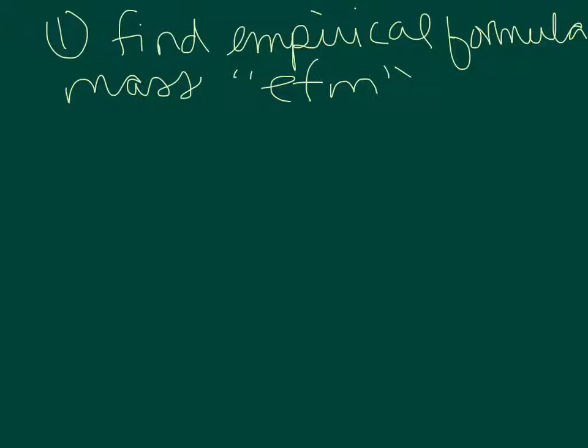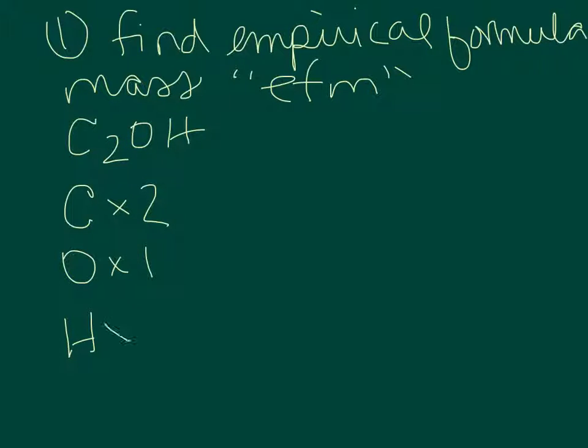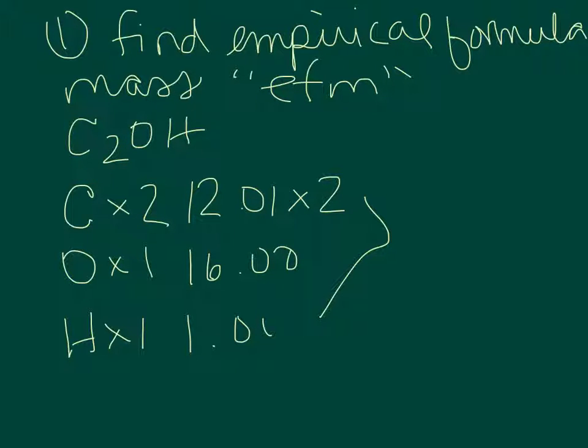So my empirical formula is C2OH. So I need to get my C, O, and H. I have 2 carbons, 1 oxygen, 1 hydrogen. So that's 12.01 times 2, 16.00, and 1.01. I add them all together, and I get 44.06 grams per mole.